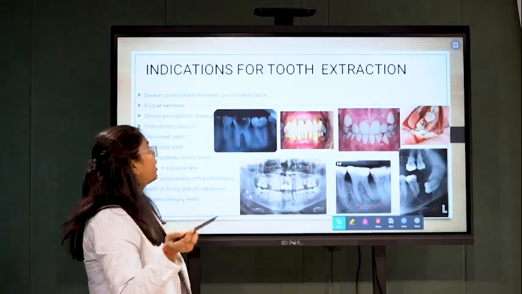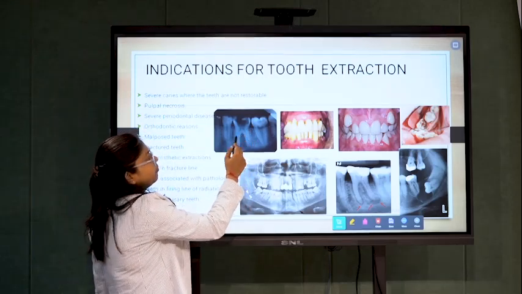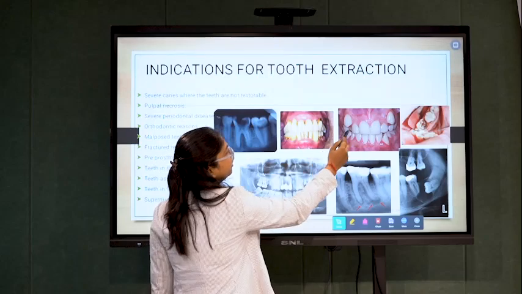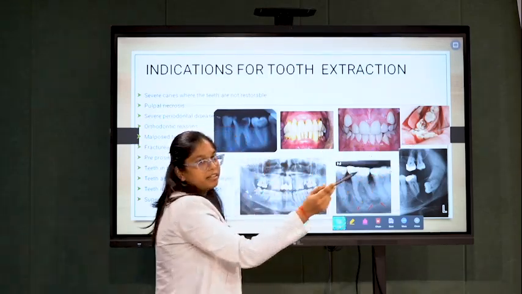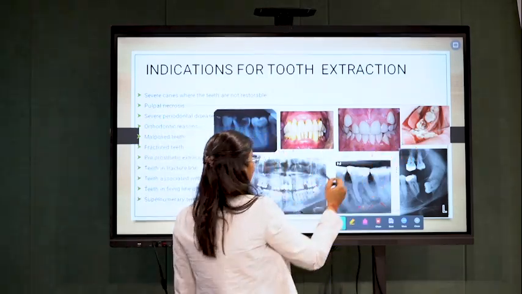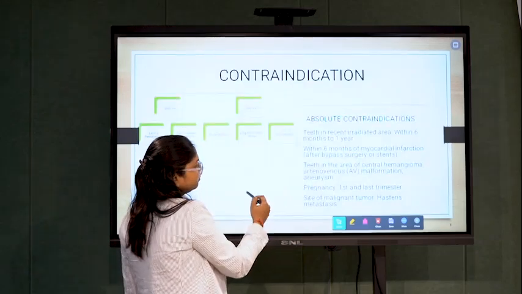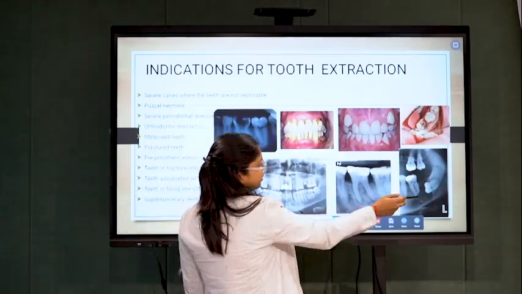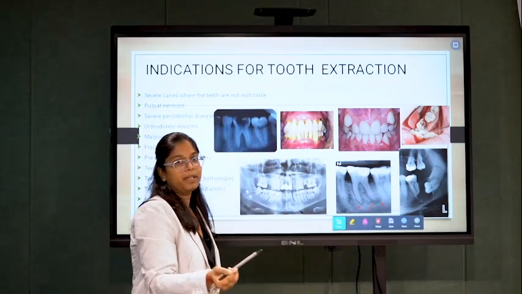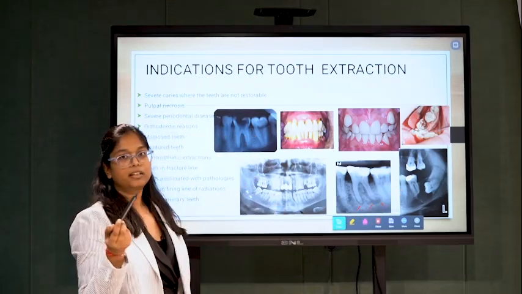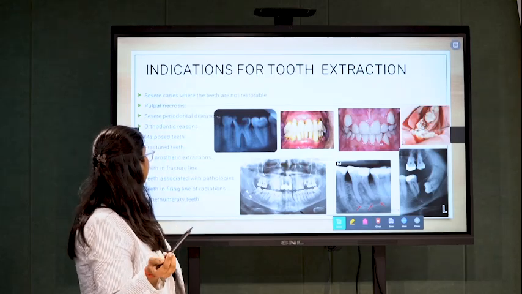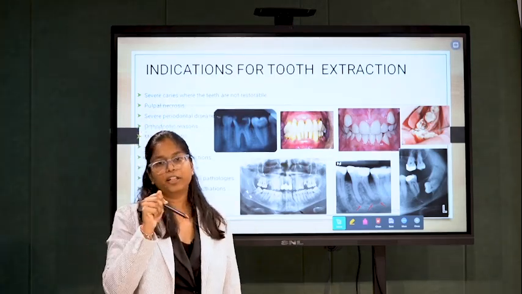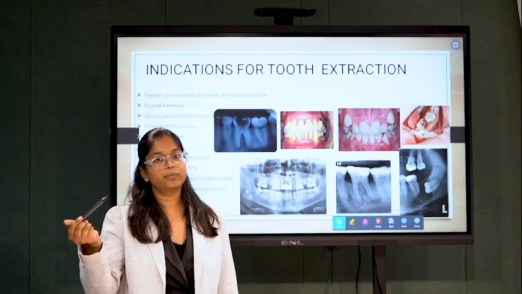The indications of extraction: grossly decayed teeth or pulpal necrosis, severe periodontal disease, orthodontically malpositioned teeth that need to be extracted, fractured tooth, tooth which is in the line of fracture, and tooth which is associated with any pathology like cyst or tumor and tooth associated with periapical pathology. Along with that, the other indications are supernumerary teeth and when there is need for prosthesis in case of impacted tooth in edentulous arch. Okay, so that needs to be removed before.